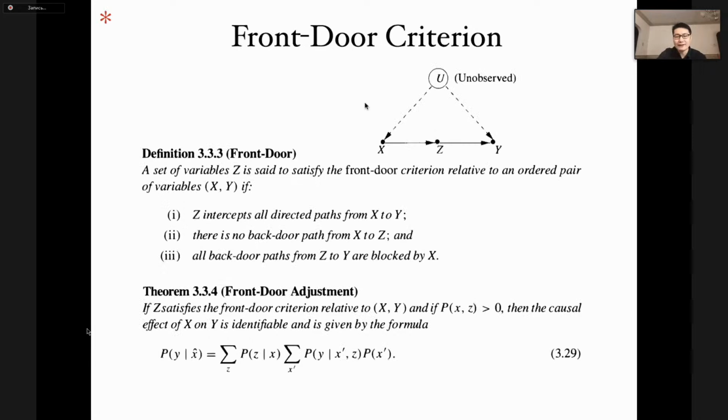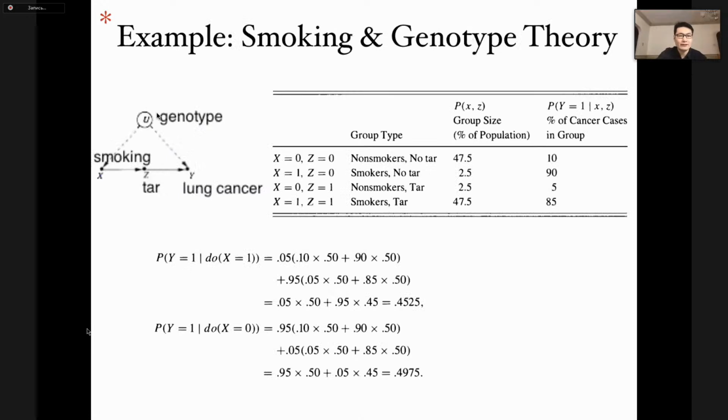Now you can see Z is not on the back door, it's in front of the front door relative to Y. And this is the front door criterion. So even if you have a confounder here for X, Y, because of this variable Z satisfying the front door criterion, the causal effect of X on Y is identifiable by making use of this formula. And here you can see an application. So even if you have a confounder, we can still identify the effect of smoking on lung cancer because of the additional variable Z, the tar.